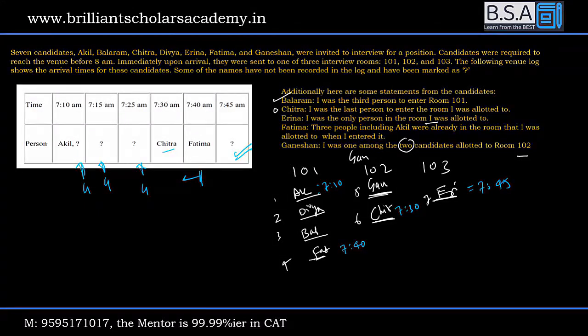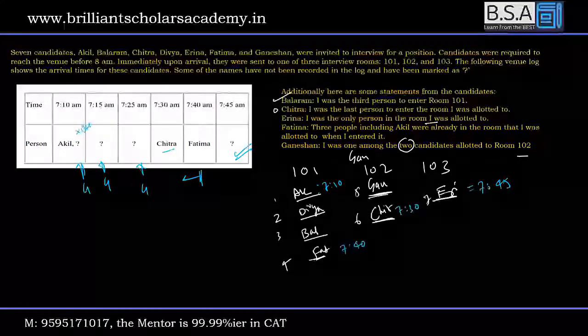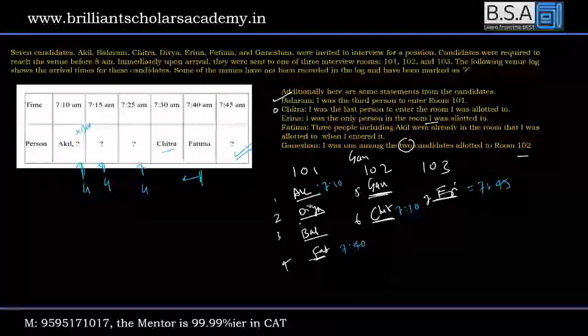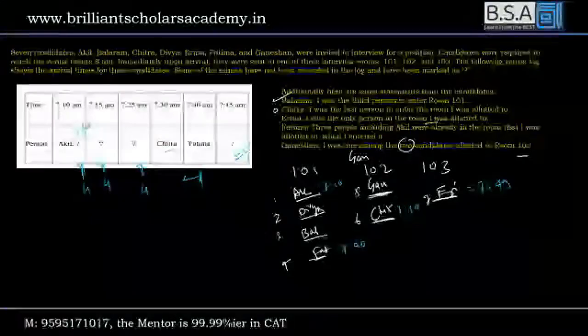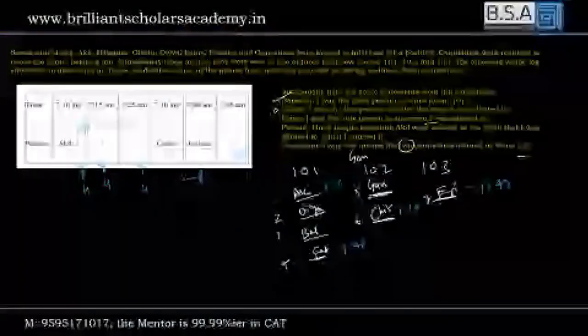So far, understand, I still do not know the sequence between Divya, Balram, and Ganeshan. But I'm sure of one thing. This person cannot be Balram. Balram cannot come with Akhil. Why? Because there is one more person, Divya, that could be there. That is the only thing I can say. Otherwise, Ganeshan could be the first one to arrive or second or third. We do not know.